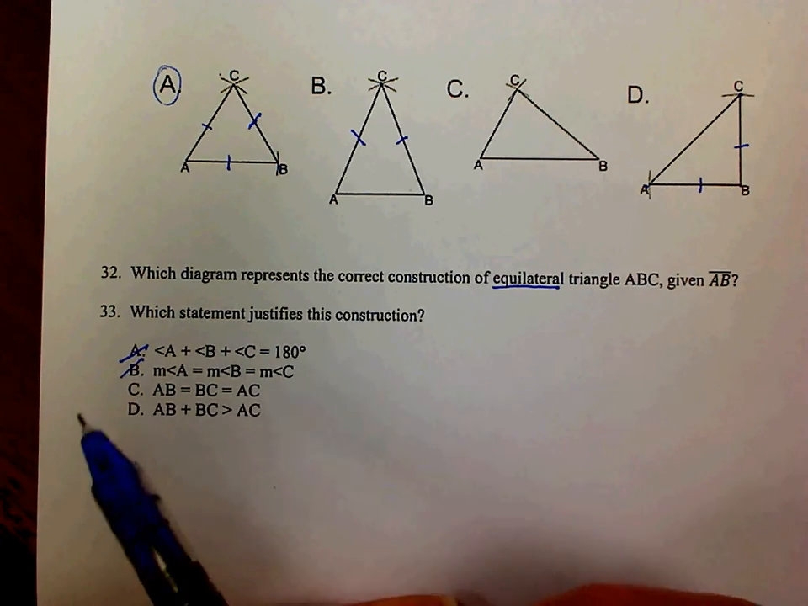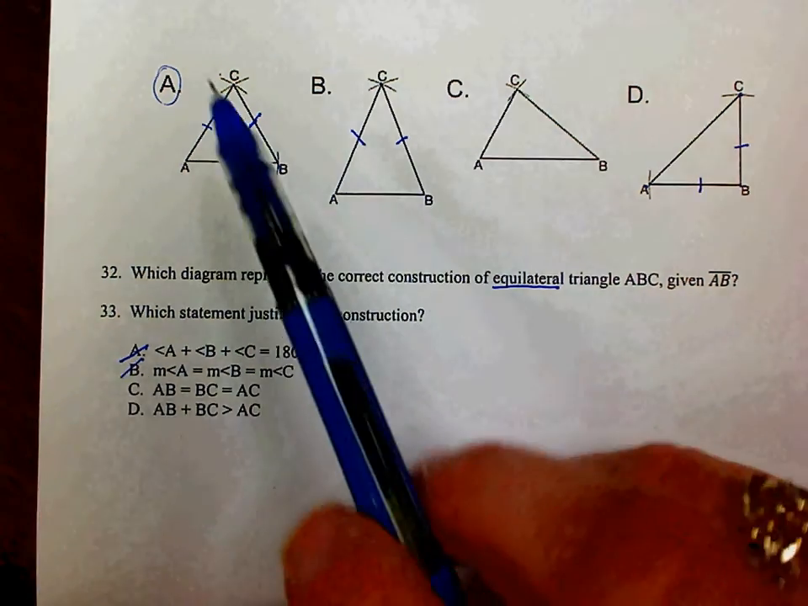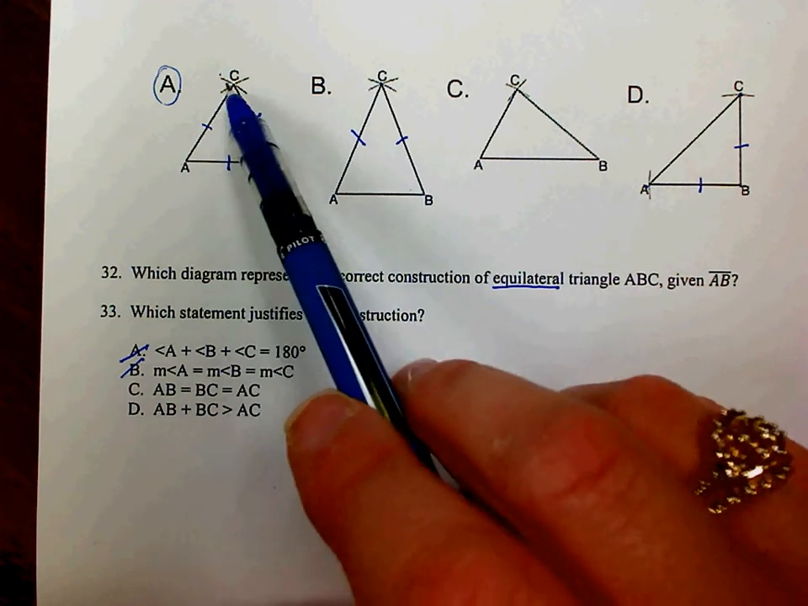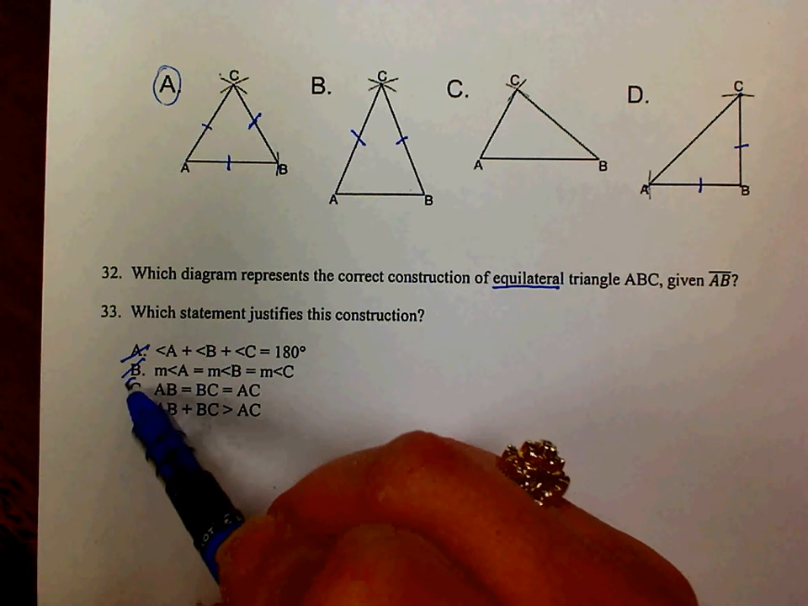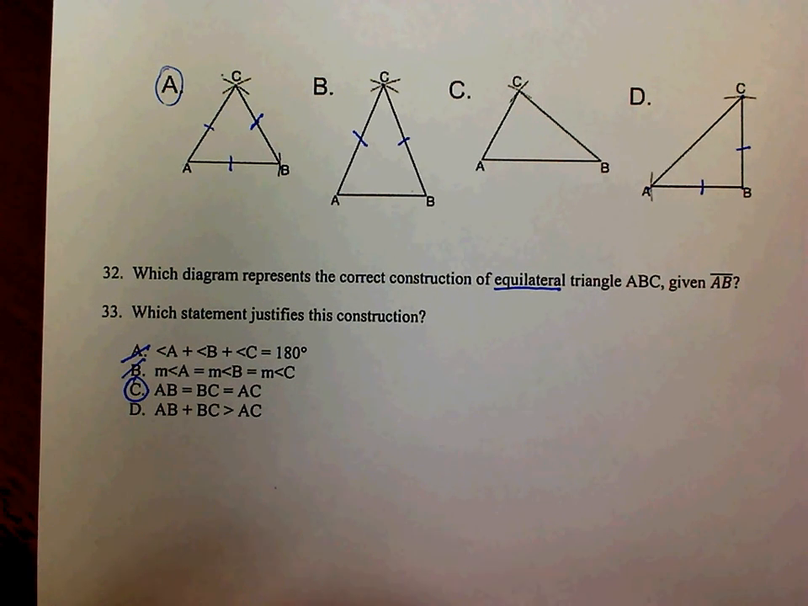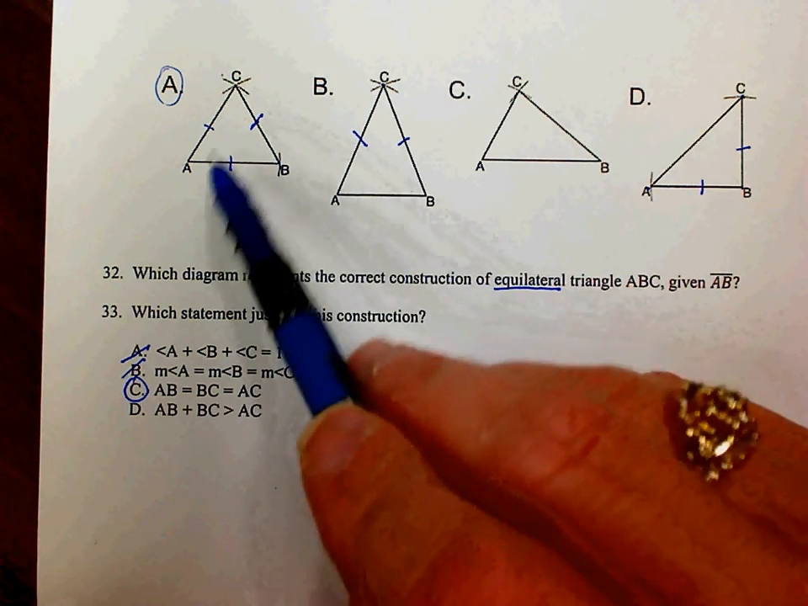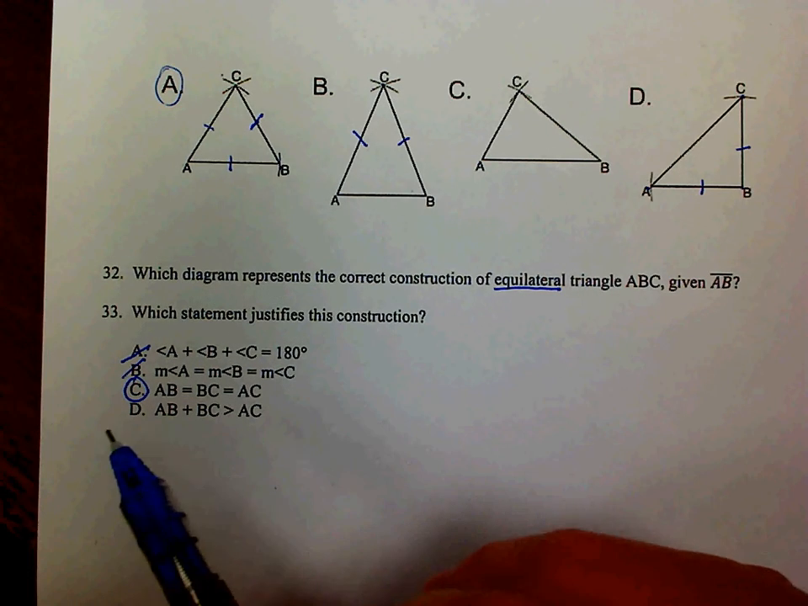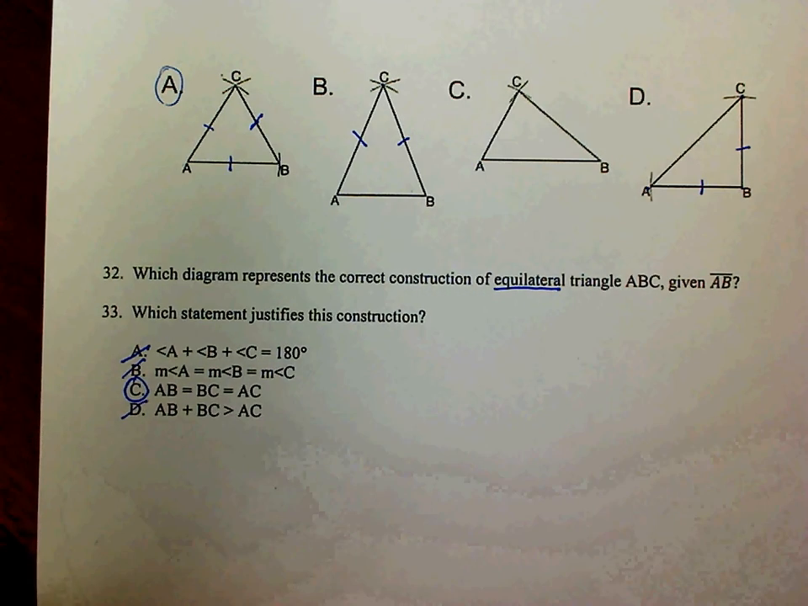Part C says that the length of AB, the distance between A and B, is equal to the distance between B and C, which is equal to the distance between A and C. That's what we used in the construction. We made sure that the sides were congruent to each other or were equal in measure. And D, again, is true. If we add up any two sides of the triangle, it's going to be greater than the third side. It's going to be twice as long. So again, that's a true statement, but we did not use that in making our construction.